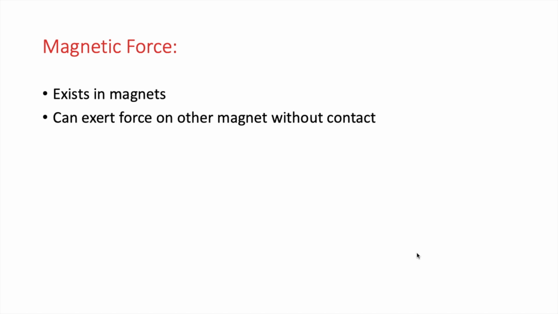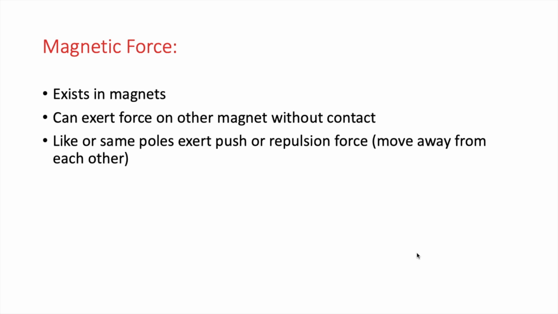First one is magnetic force. This force is exhibited by magnets, under which a magnet can exert force on another magnet without any contact. How so? If you bring like or same poles of two magnets near to each other, they are going to repel each other or push each other away.